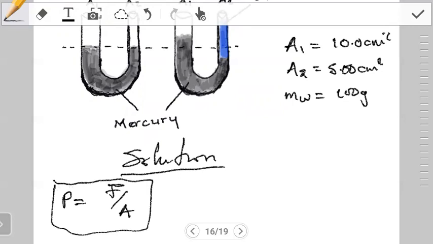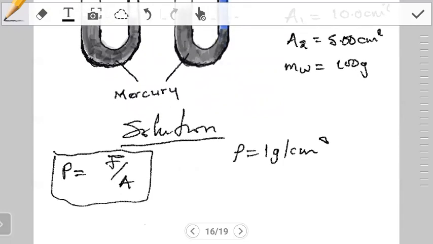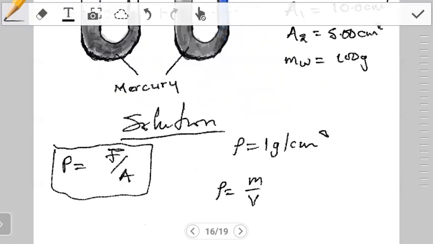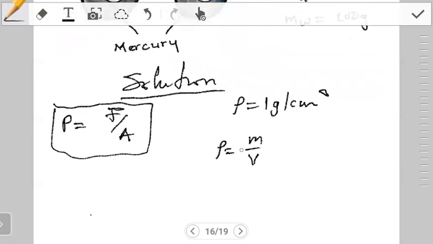Now we know the density of water. Since everything has been given in grams and in centimeters, we're going to take the density of water as 1 gram per centimeter cubed. So why do we need the density? Well, we know that density is equal to mass over volume. So I want to get the relationship between mass and density, and from here I can use this to get the expression for volume. Volume is equal to mass divided by density.